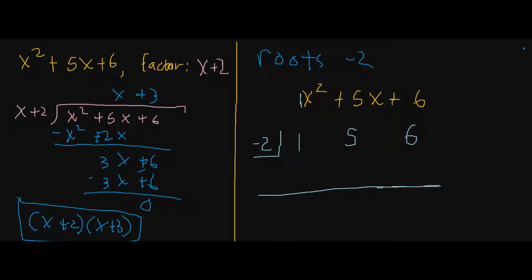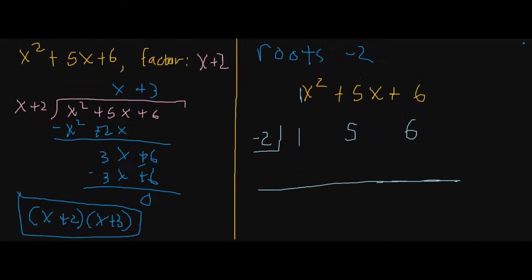Basically how this works, and it's a really simple process, is you bring the 1 down, and then you put it right here. Now you're going to take your root, negative 2, and multiply it by the 1. Well, what's negative 2 times 1? That's negative 2. And now all we do is add the rows going down, right?